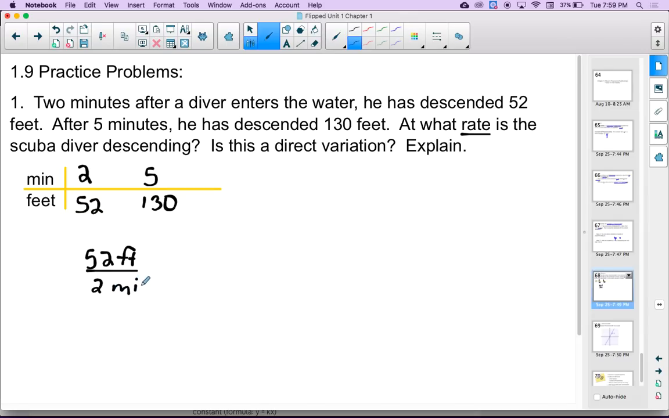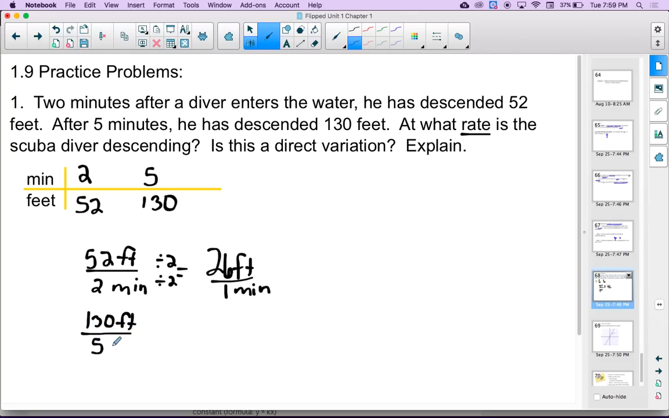And we want to find that unit rate. So we divide by 2. And if we divide by 2, we find that the diver is descending at 26 feet per minute. We're going to do the same thing to our other rate, 130 feet per 5 minutes, because we need to see if those rates are proportional.